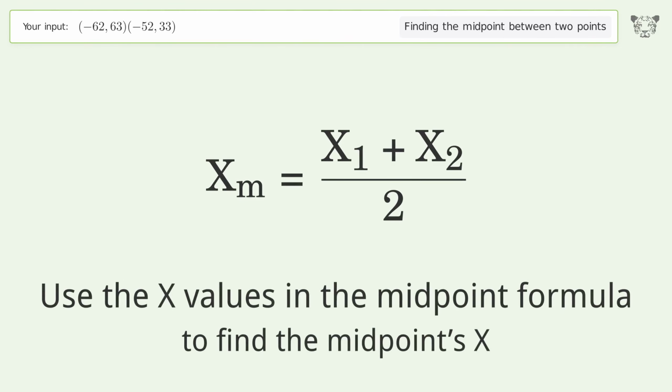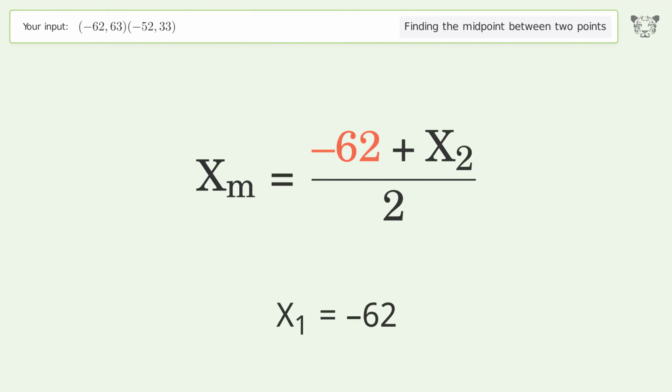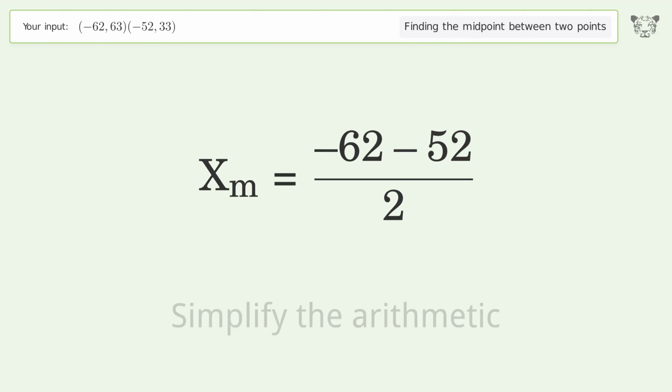Use the x values in the midpoint formula to find the midpoint's x. x1 equals -62. x2 equals -52. Simplify the arithmetic.